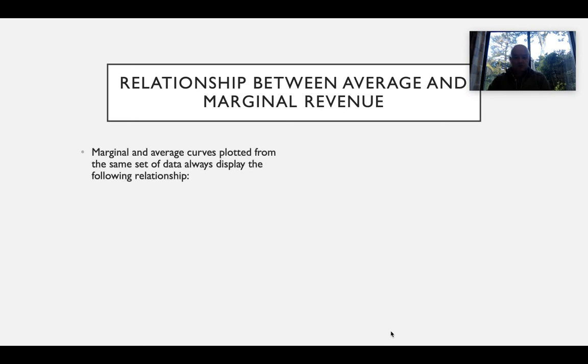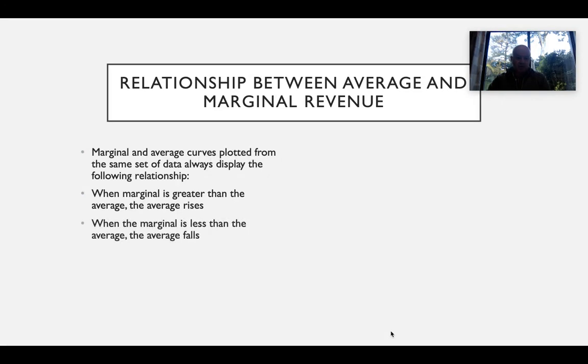So let's take a look at the relationship between average and marginal revenue. Normally we find that marginal and average curves are plotted from the same set of data, and they will always display the following relationship. When the marginal revenue is greater than the average, the average is going to rise, isn't it? If the revenue we're generating from one extra unit is higher than the average, then clearly the average is going to rise. However, if the marginal revenue is less than the average, then the average is going to fall. That makes sense, doesn't it?